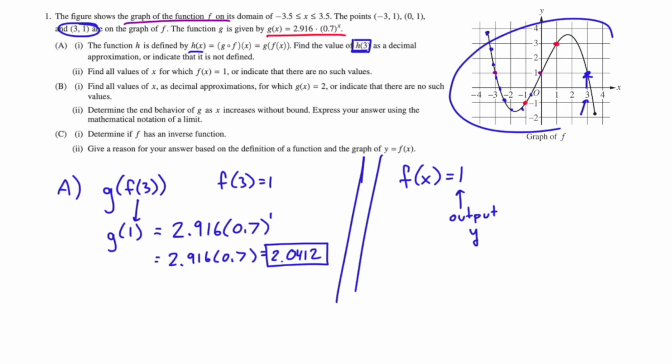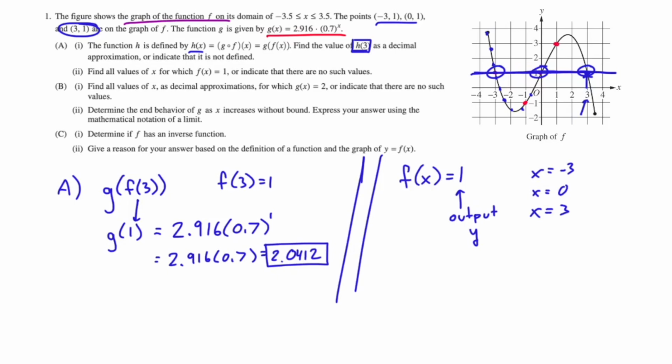So if we look back at our graph and we look for all of the values where the output is 1, here's where all the y values are 1, it's just a horizontal line here. That crosses f at negative 3, 0, and 1. Remember, those are the 3 points they told us about in the beginning of the problem. So I'll say x equals negative 3, x equals 0, and x equals 3.